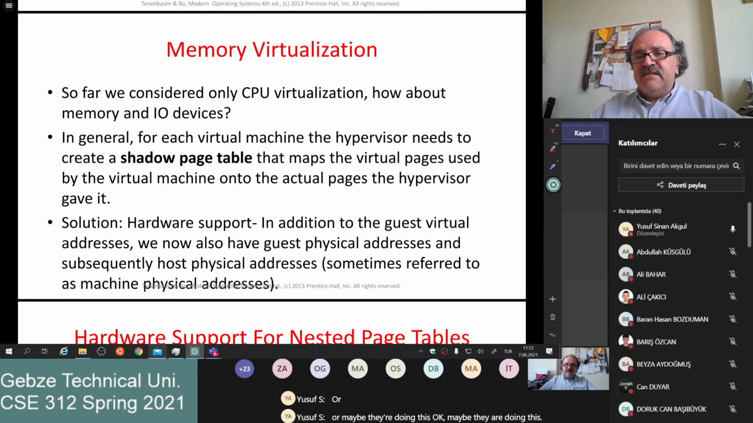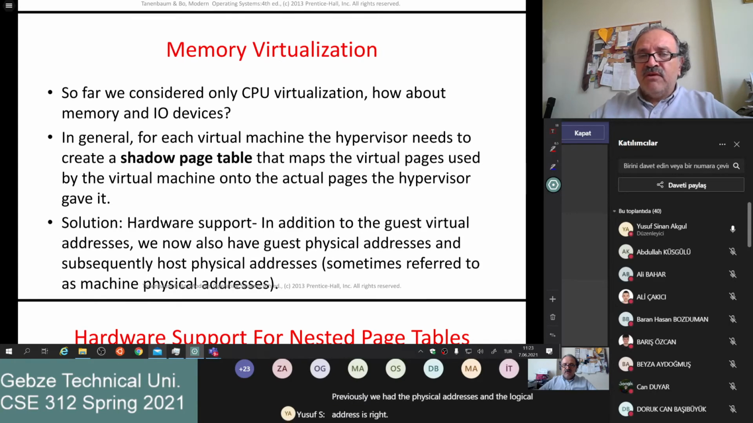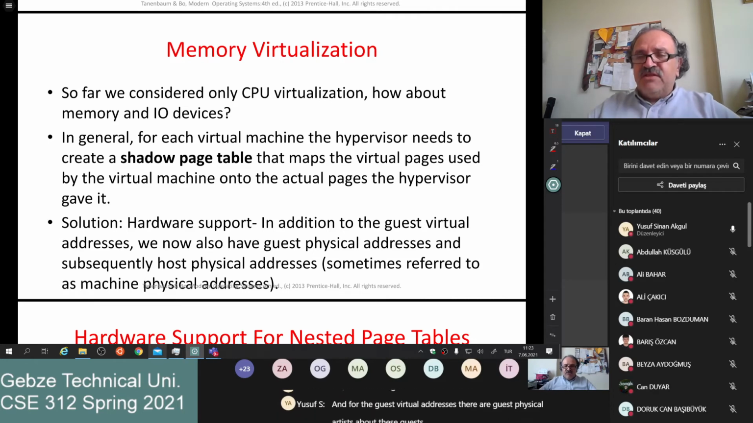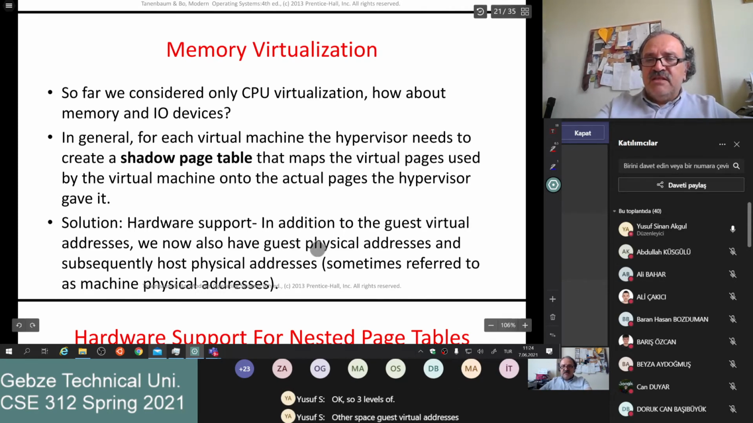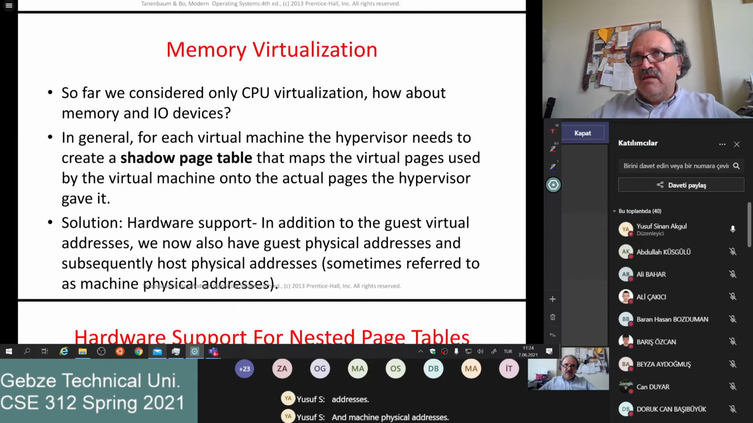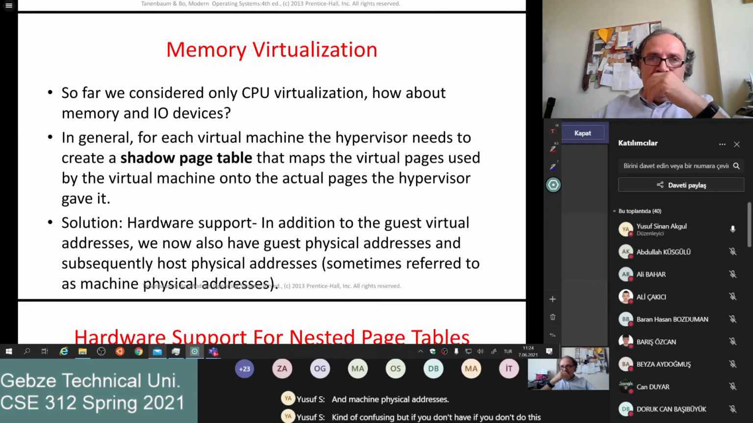Previously we had the physical addresses and the logical addresses, right? Now we have, okay, guest virtual addresses, and for the guest virtual addresses there are guest physical addresses, but these guest physical addresses are not real physical addresses actually. These are the virtual addresses of the real hardware. Okay, so 3 levels of address space: guest virtual addresses, guest physical addresses, and machine physical addresses. Kind of confusing, but if you don't do this, then memory virtualization will not be done.